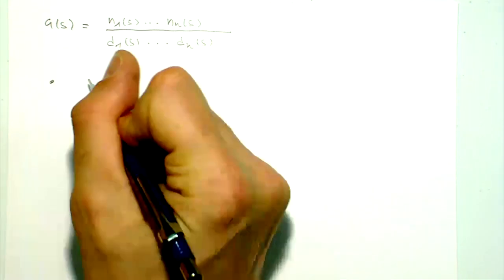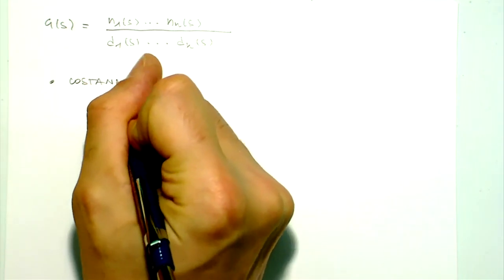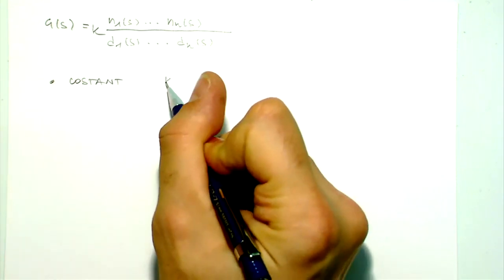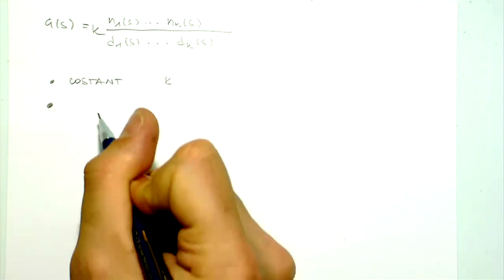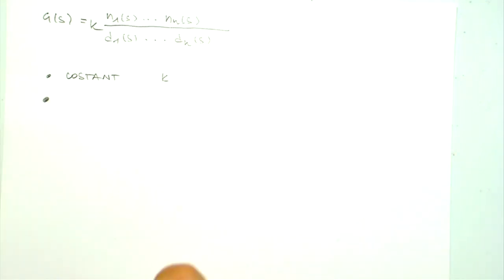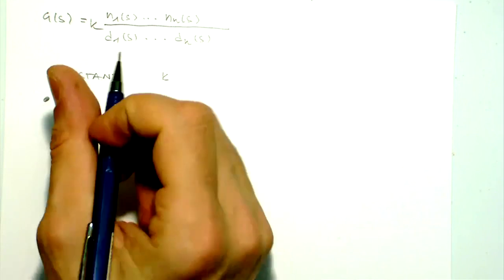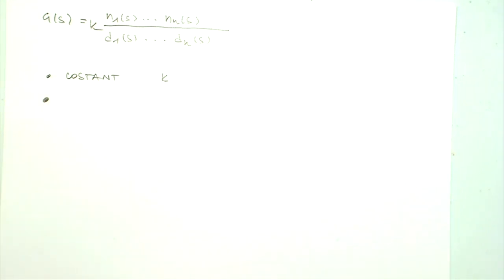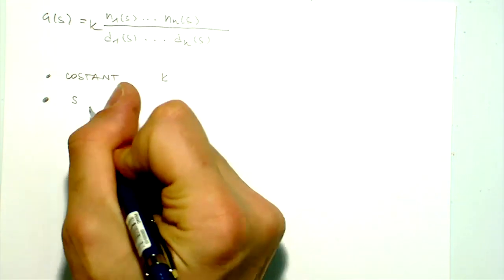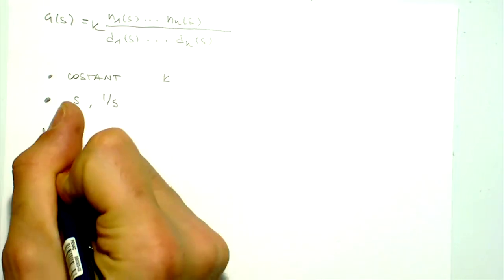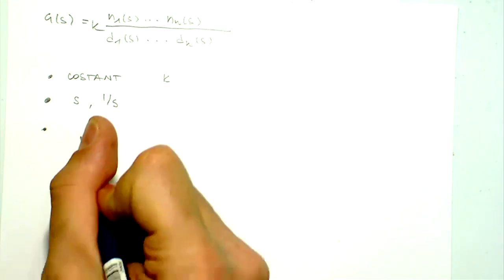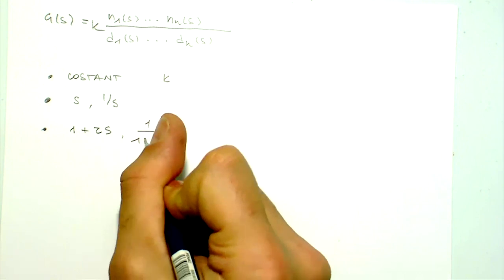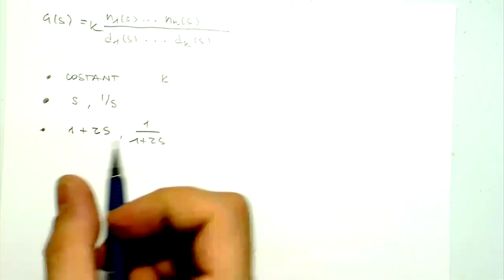It could be either a constant value. So let's put a constant in front here, something like a k. Or it can be, let's say, a monomial term, is that correct in English? It's basically, you've seen differentiators, integrators, right? So terms that are basically s or 1 over s. Then we can have binomial terms, which is something like 1 plus tau s or 1 over 1 plus tau s, depending if it's at the numerator or denominator.